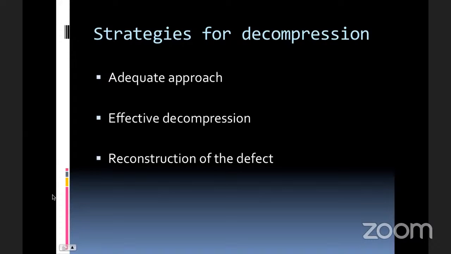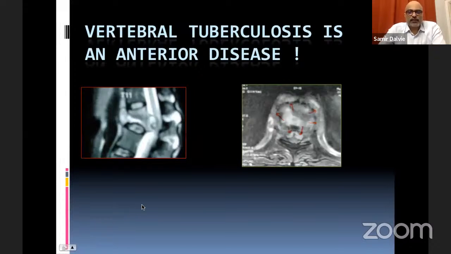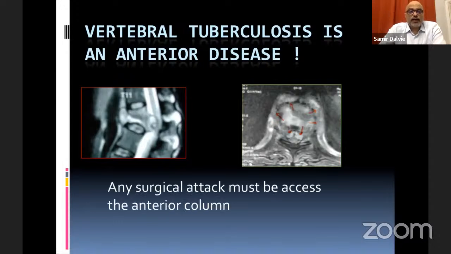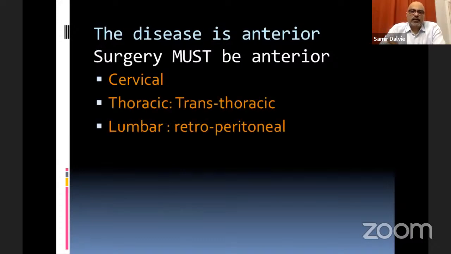We can see. So now we are coming to the specifics of surgery. The strategies for decompression: you need to have an adequate approach, you need to do an effective decompression, and you need to be able to do a reconstruction of the defect. Now, as we have discussed previously, vertebral tuberculosis is an anterior disease and therefore any surgical attack must access the anterior column. I'm not saying it has to be an anterior surgery, but you have to have access to the anterior column. And in the cervical, it's an anterior cervical approach like an ACDF.